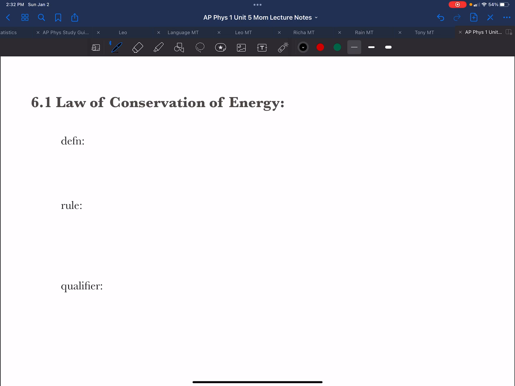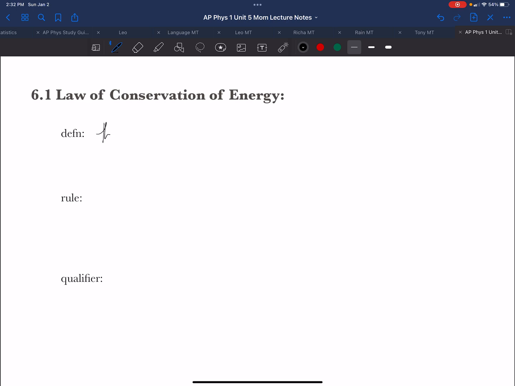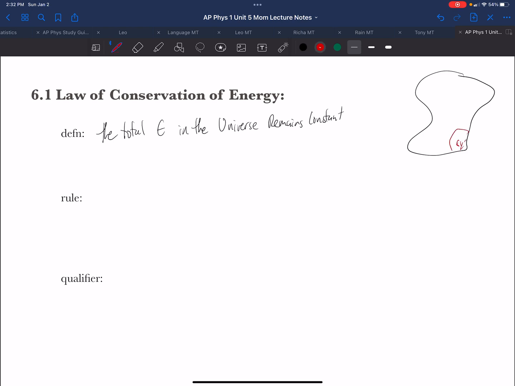So it probably will not surprise you that the law of conservation of energy says that the total energy in the universe remains constant. And if this is our universe, we could break off a piece of it, and that could be our system. So we could rephrase it to also say the total energy in a system remains constant.